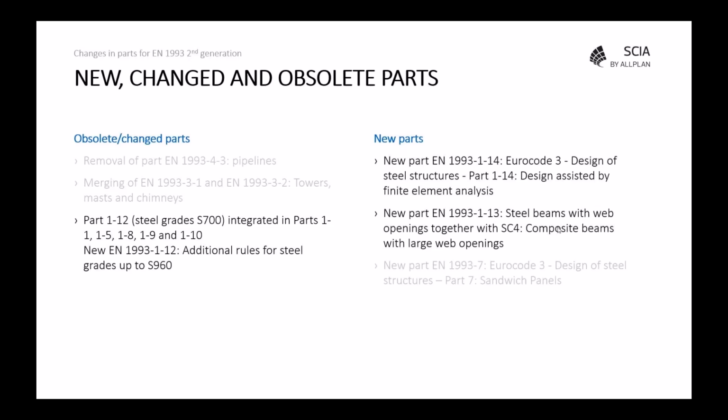On the other hand, we have some additional new parts. Specifically, the top two are exciting to me. Part 1.14 will talk about the design assisted by finite element analysis. It's not yet finalized, so I'm really looking forward to reading what will be in there. And second, part 1.13 will handle web openings in steel beams. The part is quite analogous to the SC4 part about composite beams with large web openings. So it is known, but it will be exciting to have a proper way of dealing with web openings described in the Eurocode and hopefully integrated into SCIA Engineer also in the future.